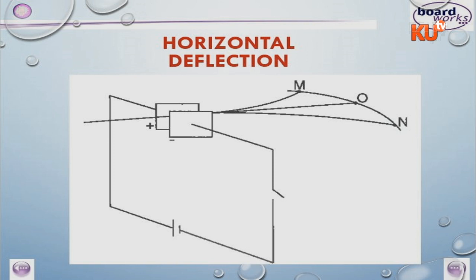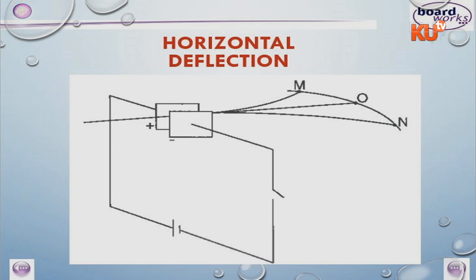Now, if you close that switch, you realize that N will be more negative compared to M because it is connected to the negative terminal. Therefore, the electrons will be deflected towards M because M is more positive. Now, because we are talking about an AC input, alternating current, in one cycle, M is positive, so the electrons are deflected towards M. In the next cycle, M is now negative, so they are deflected towards N.